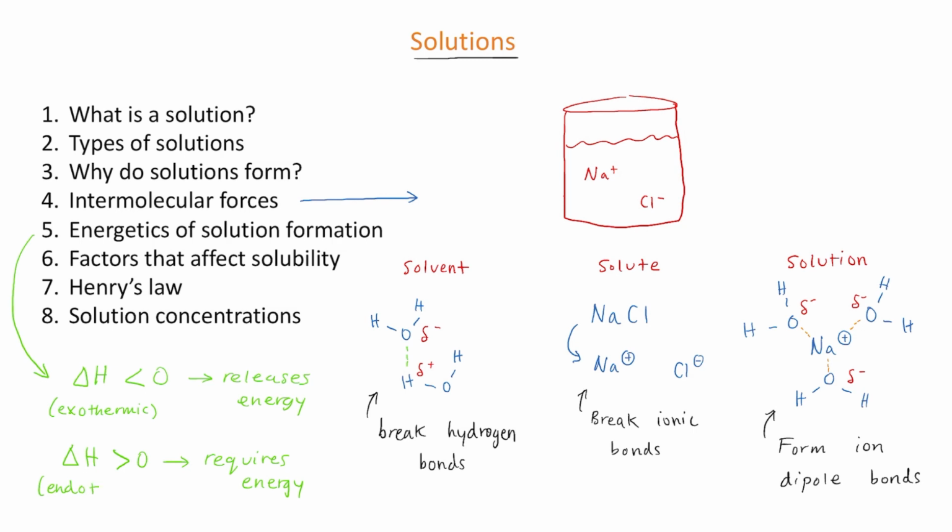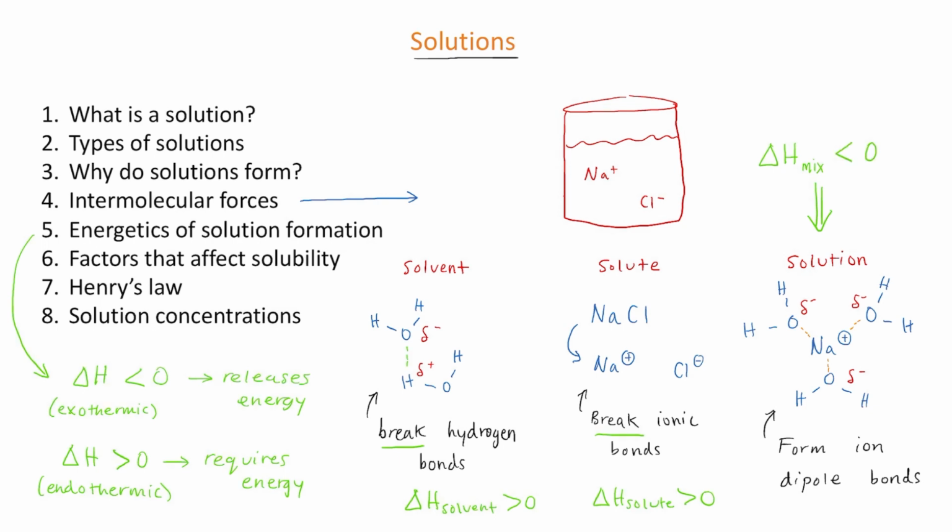We call this exothermic. But if the system requires energy, then delta H will be positive. We call this endothermic. And now the reason you need to understand this is because anytime we're breaking bonds, that requires energy. So in order to break the hydrogen bonds in the solvent, we're going to have to give the solvent some energy. In order to break the ionic bonds in the solute, we're going to have to give the solute some energy. But the most important thing is that when we're forming bonds, so when we mix the solvent with the solute, then we can release energy.